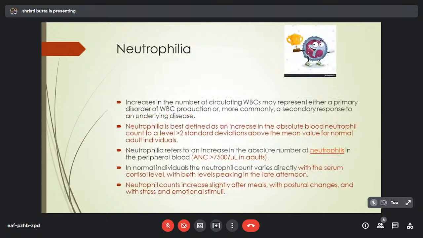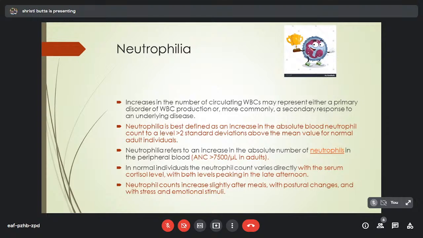Now moving on quickly to neutrophilias. What are neutrophilias? You already know neutrophilia is best defined as an increase in the absolute neutrophil count that is above 2 standard deviations above the mean for normal adult individuals. So anything above 7,500 per microliter in adults is referred to as neutrophilia.